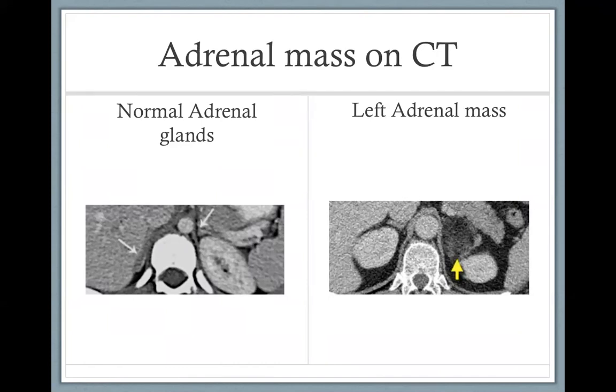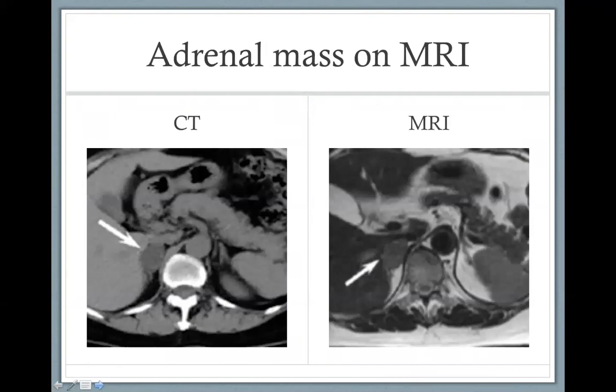Okay, the next image is to compare CT and MRI. So now the left adrenal gland on the CT is normal, but the right adrenal gland is abnormal. And again, this is like a triangle or an inverted V shape, while on the right hand side, there is a mass. And we can see that on the MRI, the mass is seen.